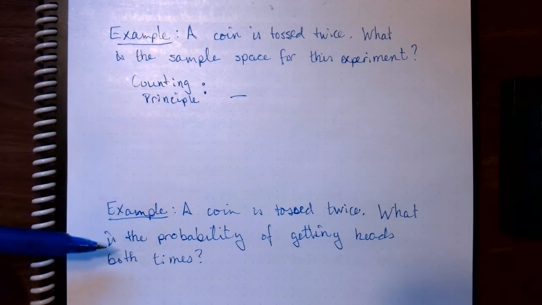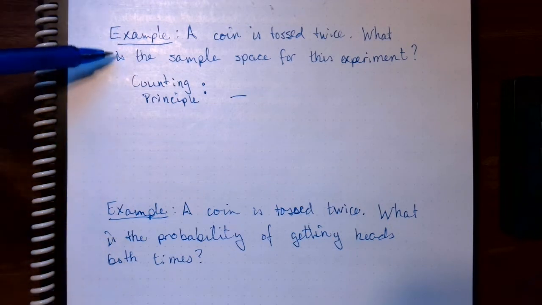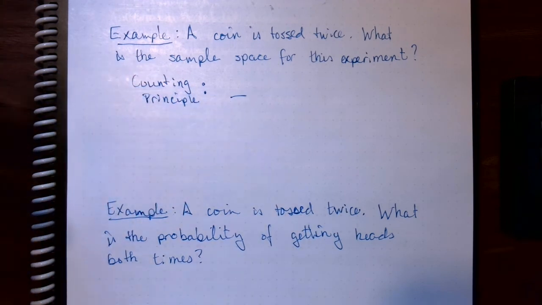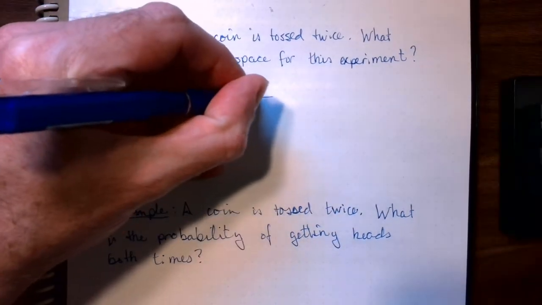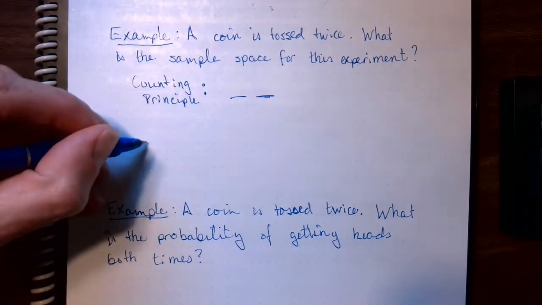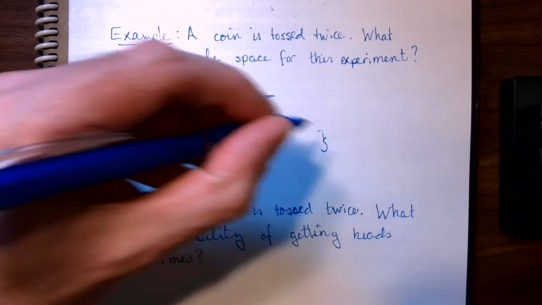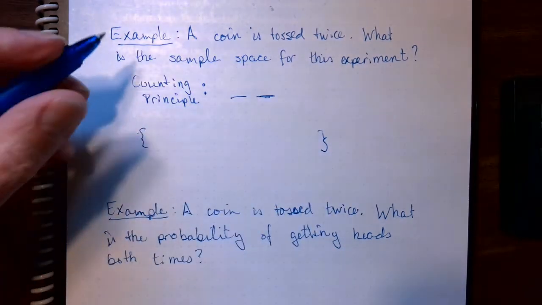Okay, so the one I really want to get to is we toss a coin twice. What is the probability of getting heads both times? Okay, but before I do that, I'm going to need to answer this question. A coin is tossed twice. What is the sample space for this experiment? So this question actually asked me to list out the sample space. So my answer is going to be a set, which I'll put in braces right there.